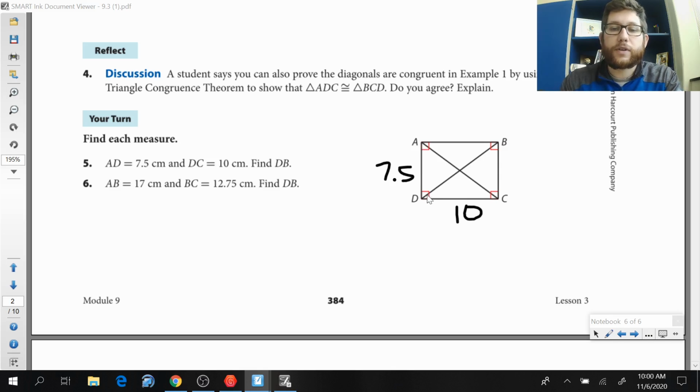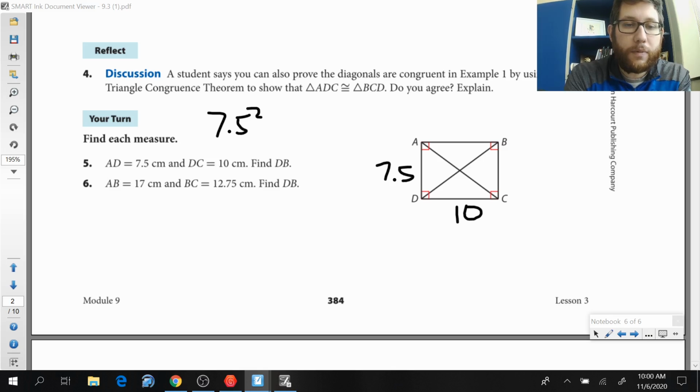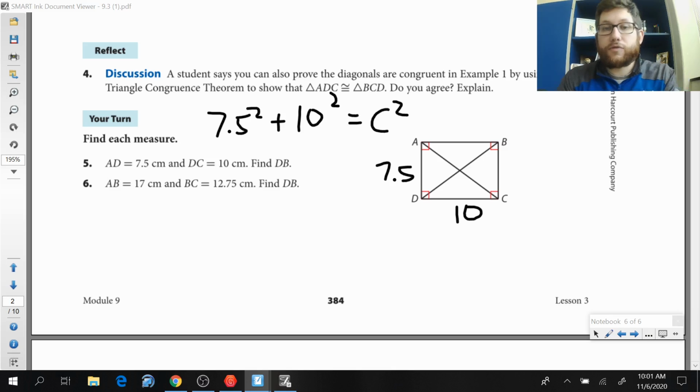So if I wanted to solve for DB, and remember, DB is the same size as AC, what I would do is set this up with the Pythagorean theorem. So this would be one type of problem that you might see from this. Really, it's not about memorizing types of problems, it's about understanding how these different theorems play together. So I know diagonals are congruent, so if I get a diagonal problem, I might set them equal to each other. So as I solve this out, I get 7.5 squared plus 10 squared, and I could solve for c squared, and that would be AC, and that would also be the same as DB. So that would be a way that we might solve a rectangle property.